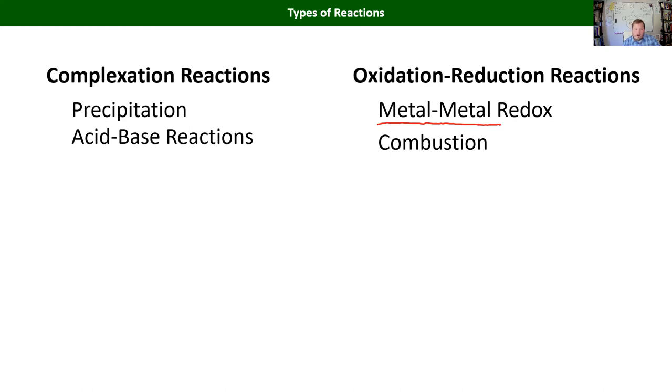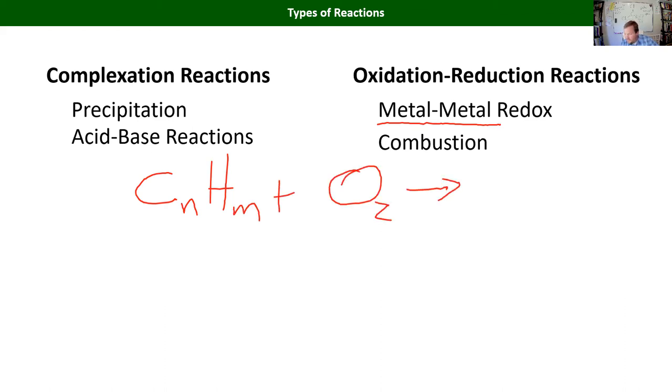Combustion reactions are a little bit harder to see that electrons are changing hands, and we'll talk about how we can do that in a second. But a combustion reaction is always going to be something where you've got carbons and hydrogens reacting with oxygen, and they're always going to make the same two things, CO2 and water.